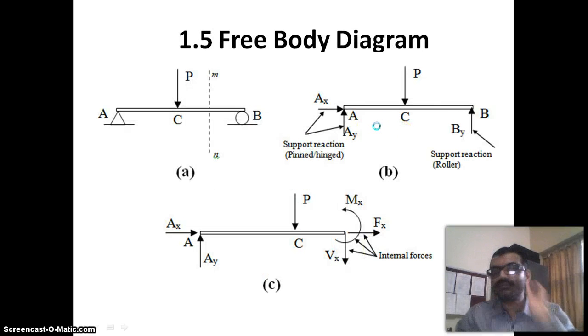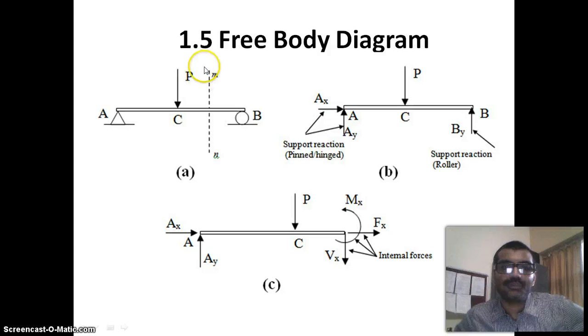Now suppose we have a beam. AB is the beam, A is a pin support, and B is a roller support, and it is subjected to a force P at point C. If we want to draw the internal reactions, suppose we want to draw them over here. A is a pin support, so it is subjected to two reactions: one is the vertical reaction, that is AY, and another is the horizontal reaction, that is AX. At the same time, B is a roller support, so it is only subjected to a vertical reaction, that is BY.